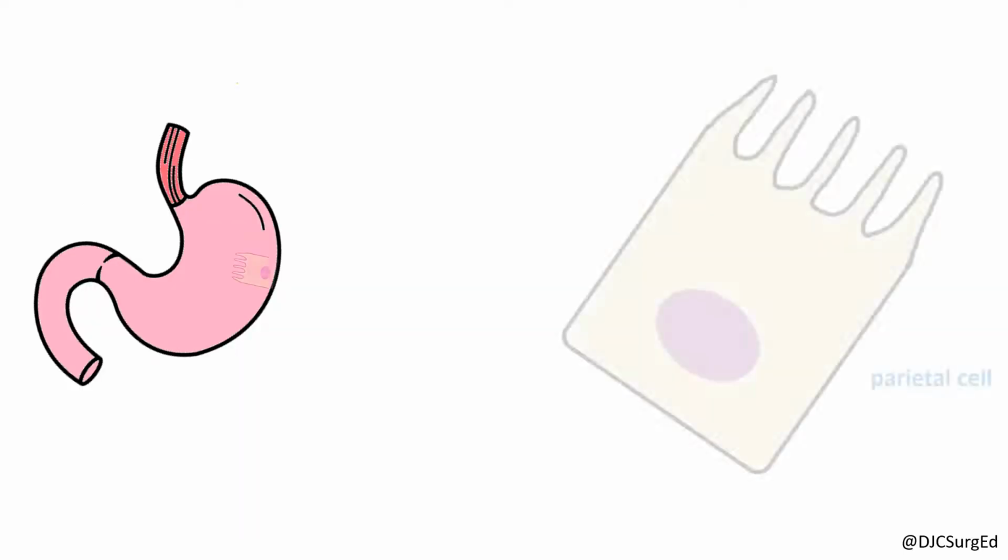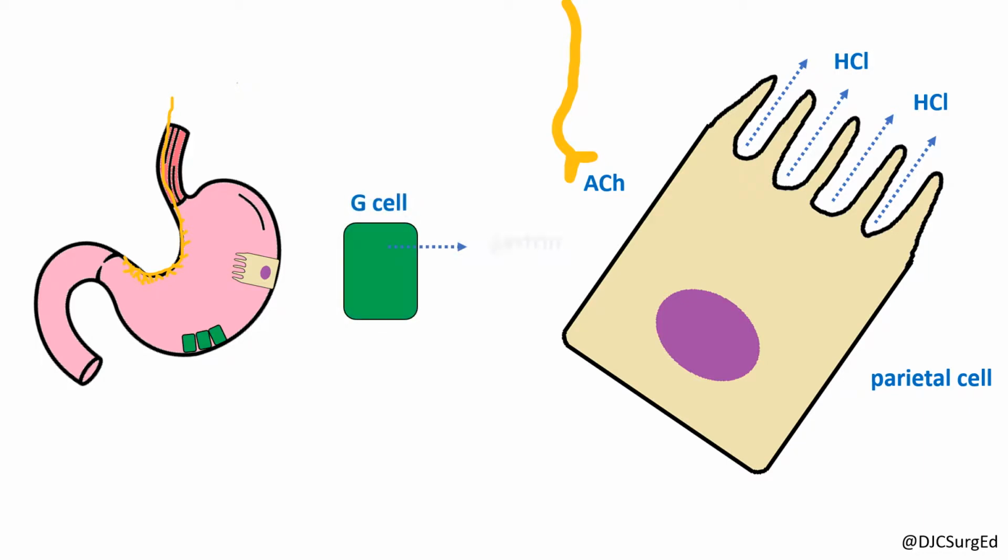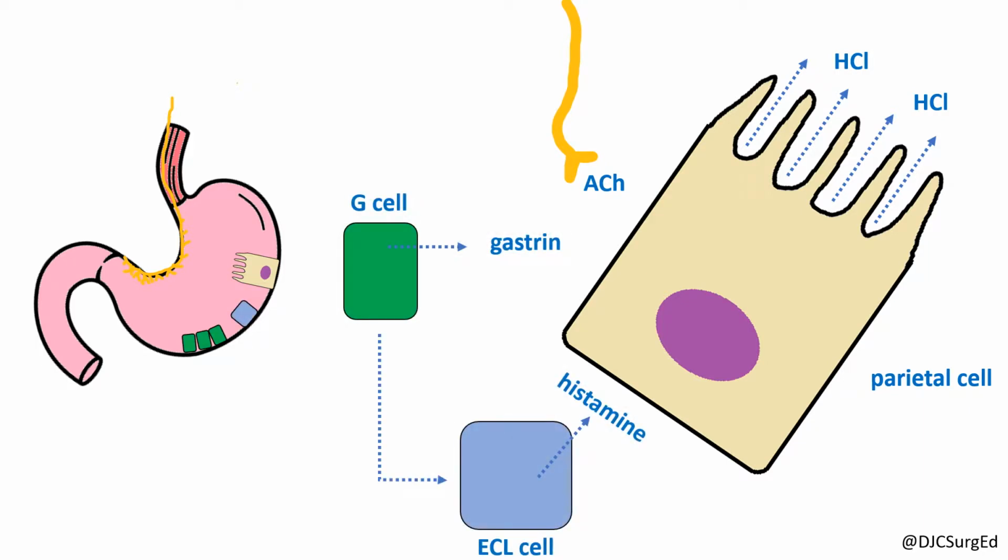Parietal cells are acid-producing cells of the stomach that secrete acid in response to three main stimuli. 1. Acetylcholine release from the vagus nerve. 2. Gastrin release from antral G cells. And 3. Histamine release through enterochromaffin-like cells.